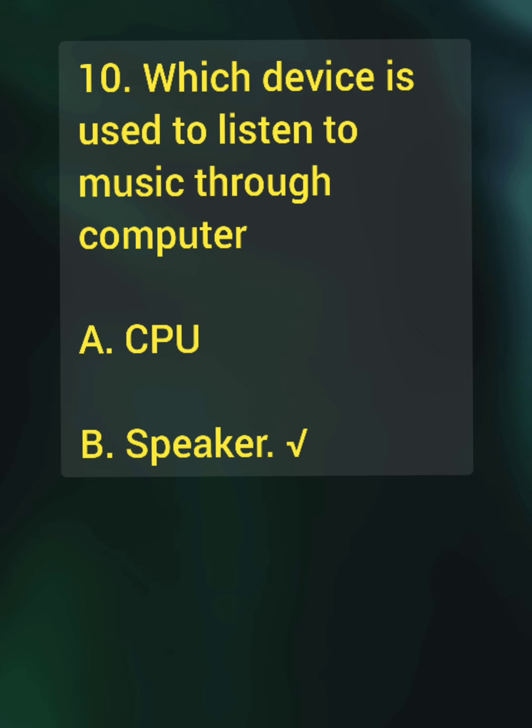In MS Paint, which tool is used to see drawing in a larger size? Option A, pencil. Option B, magnifier. And the answer is option B, magnifier. Which button is used to shut down a computer? Option A, settings. Option 2, power. And the answer is option 2, power.